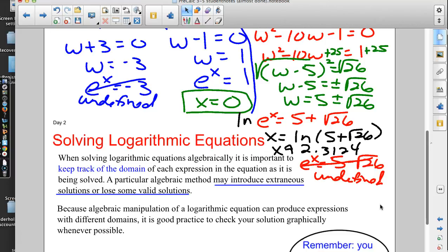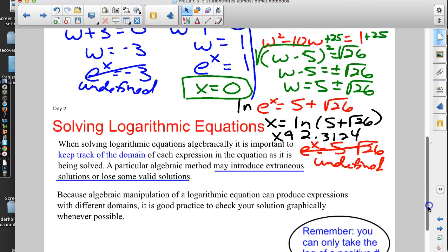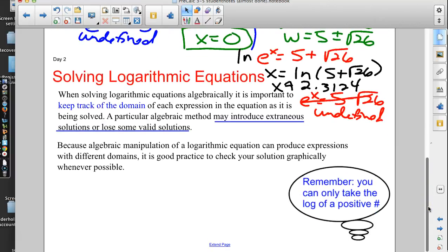So down here in day 2, we're starting where we're going to solve logarithmic equations. Now, in Algebra 2, you didn't have very tough ones, because what we did was we condensed everything and we snail shelled them. Magic. We had nice answers. We know that magic isn't necessarily going to happen with everything we're doing in pre-calculus or in math. So when solving logarithmic equations algebraically, it's important to keep track of the domain.